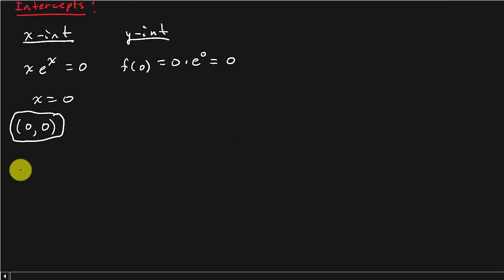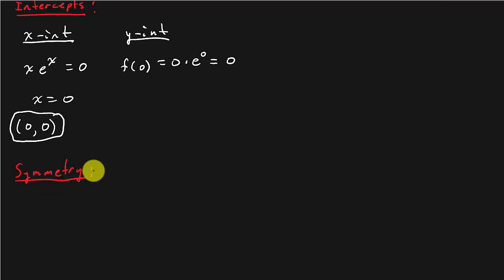Now let's look at symmetry. All right, we want to know, is it symmetrical? Is it an even or odd function? Okay, is it symmetrical about the y-axis or the origin, or is it a periodic function? Well, we know it's not a periodic function. It doesn't repeat. That's the periodic functions like sine and cosine and tangent.